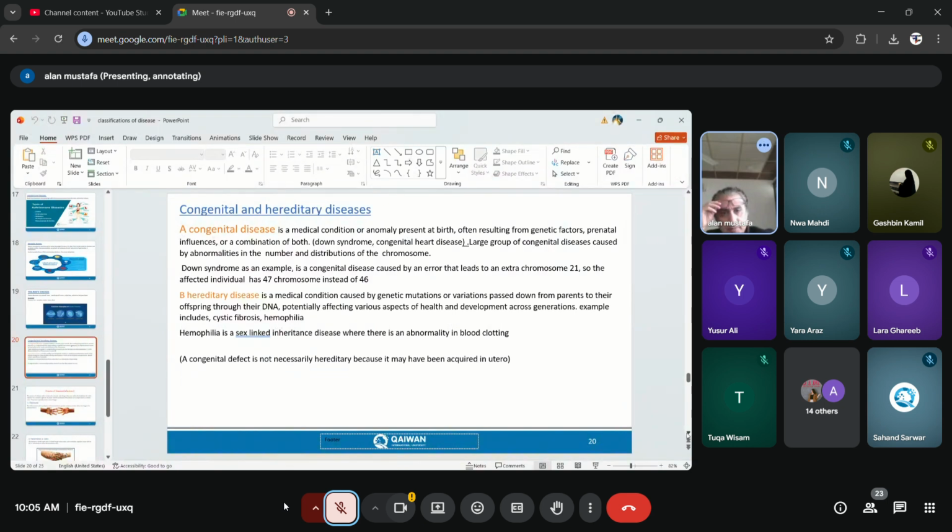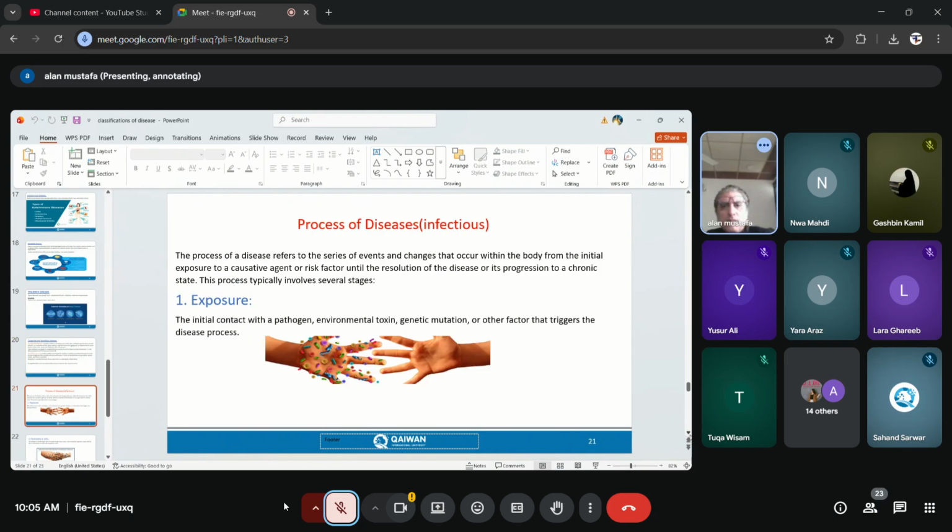So if in the exam there is a question like this, Down syndrome is a hereditary disease, the answer is false. Down syndrome is not a hereditary disease. It's a congenital disease. I think a few years ago that was one of the questions, and most of the students answered incorrectly.